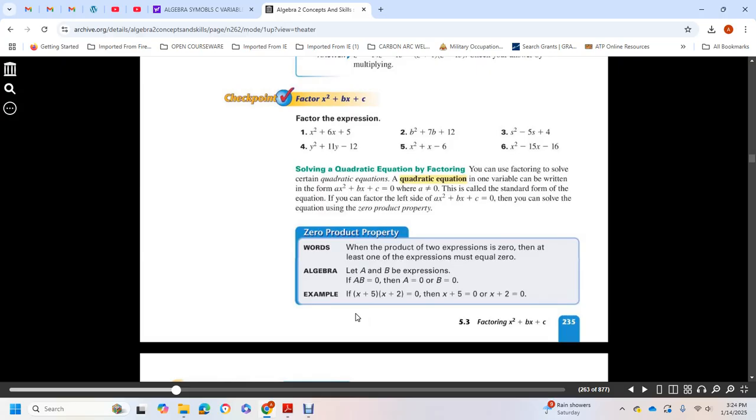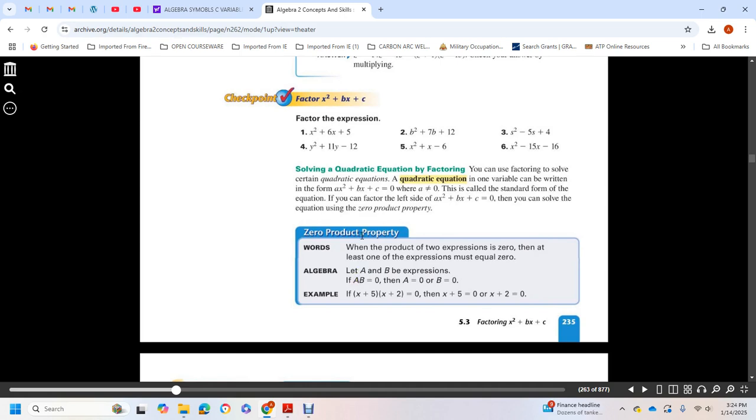If you can factor the left side of ax squared plus bx plus c equals 0, then you can solve the equation using the zero product property. In words: if the product of two expressions is 0, then at least one expression must equal 0. In algebra, let a and b be expressions. If a times b equals 0, then a equals 0 or b equals 0. And then it gives an example.